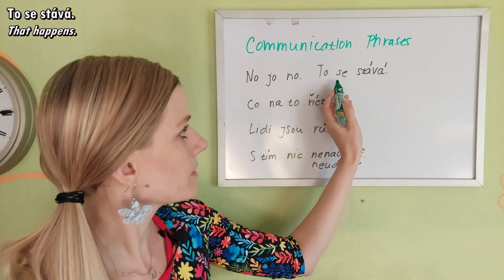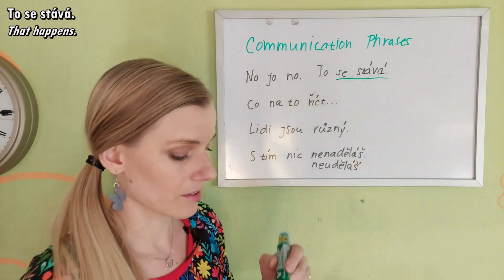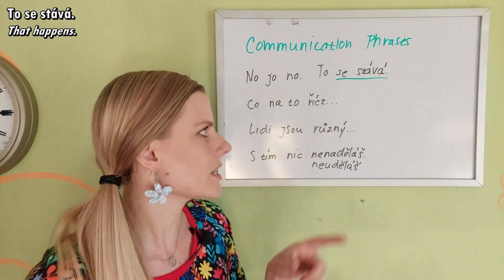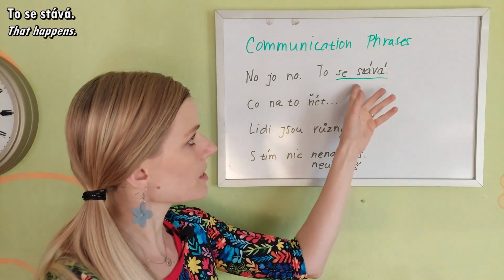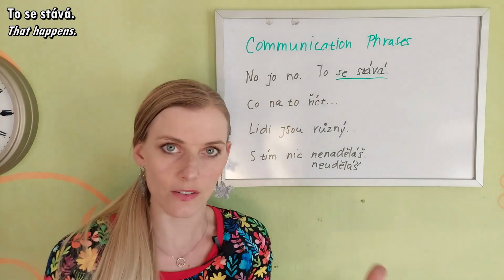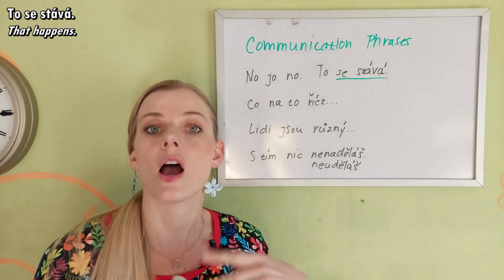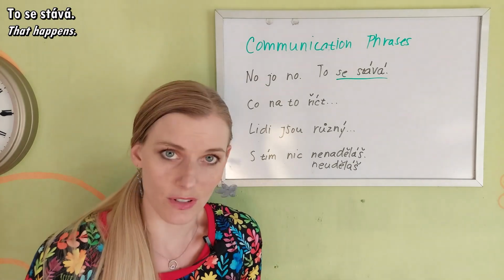I already talked about this sentence in one of my earlier videos when I talked about the meaning of the verb stát se and stávat se. This is one of the phrases that contain the verb stávat se, to happen. This happens regularly. This often happens.